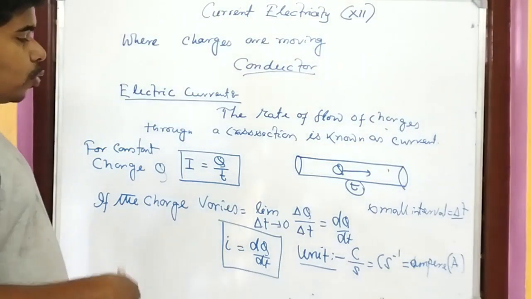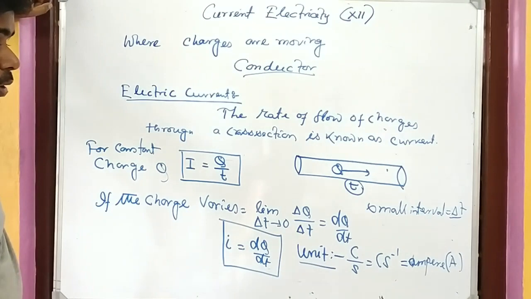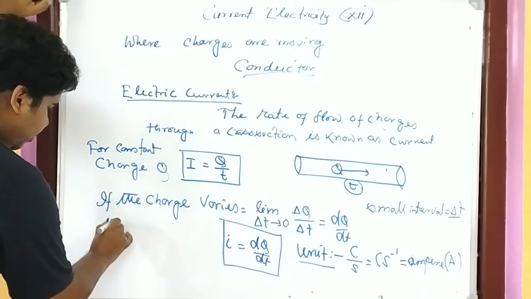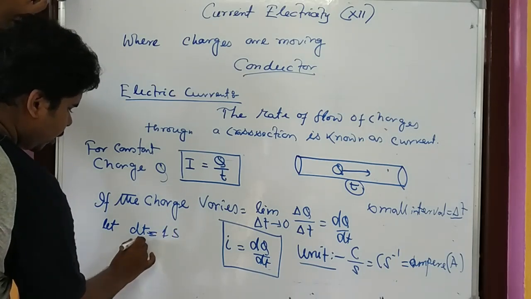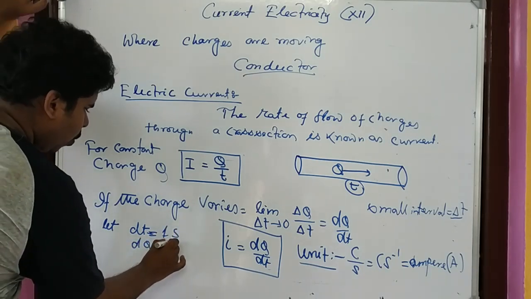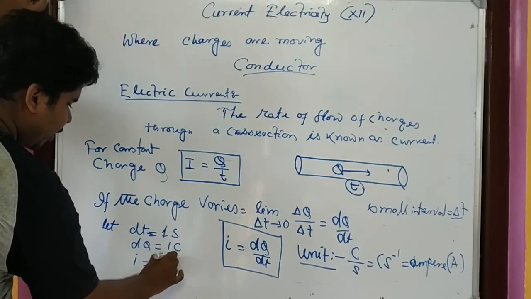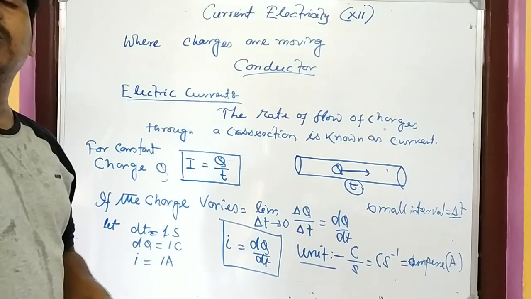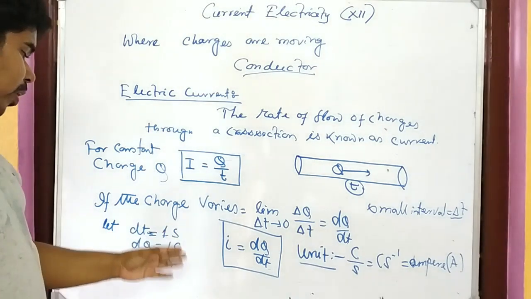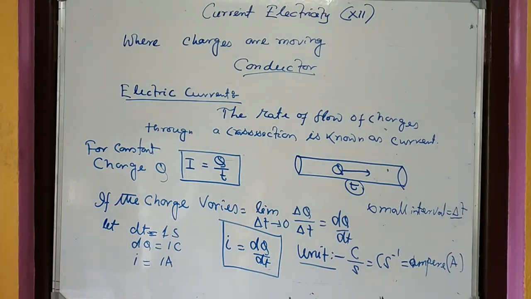How can we define ampere? Definition of current ampere: if I want to define 1 ampere, let dt equal 1 second and dq equal 1 coulomb. Then definitely I equals 1 ampere. So we can say if 1 coulomb of charge is passing through a conductor in 1 second, then the amount of current should be 1 ampere. That is the definition of 1 ampere current.